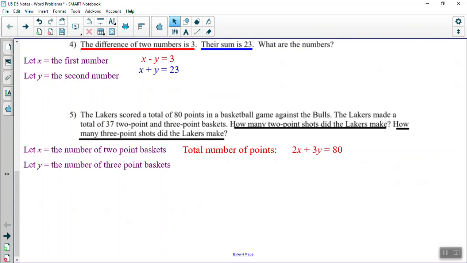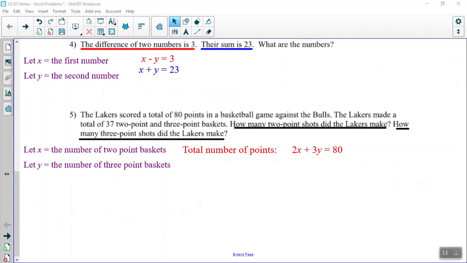All right, so let's do the total number of points. To get to that 80 points, we have to take the number of 2-point baskets they made, X, and multiply that by 2, because they're each worth 2 points. And then we have to take the number of 3-point baskets that they made and multiply that by 3, because they're worth 3 points. So that's how we can get up to that total of 80 points: 2X plus 3Y equals 80.